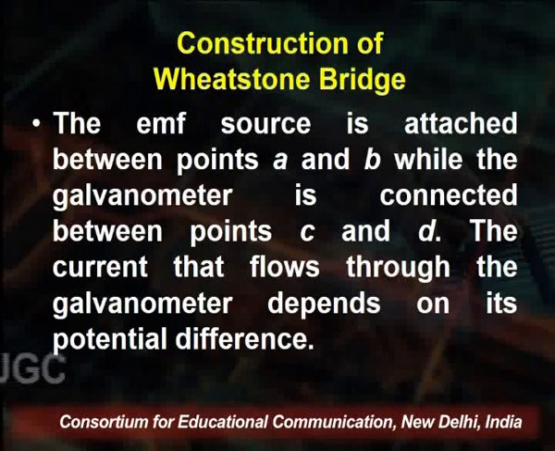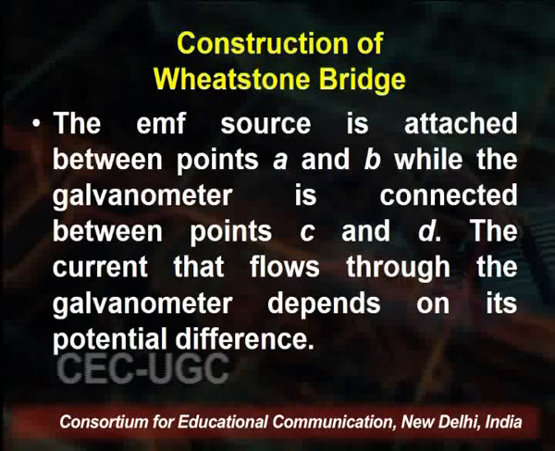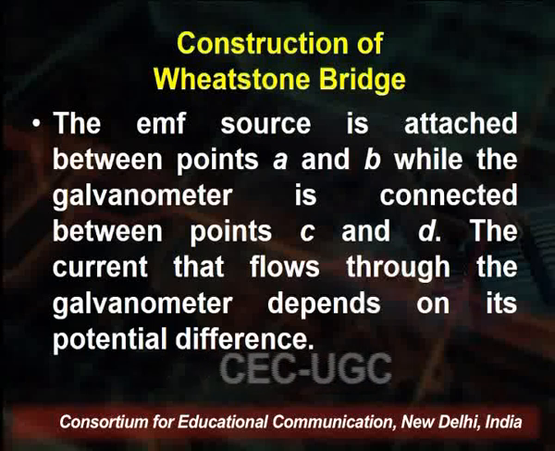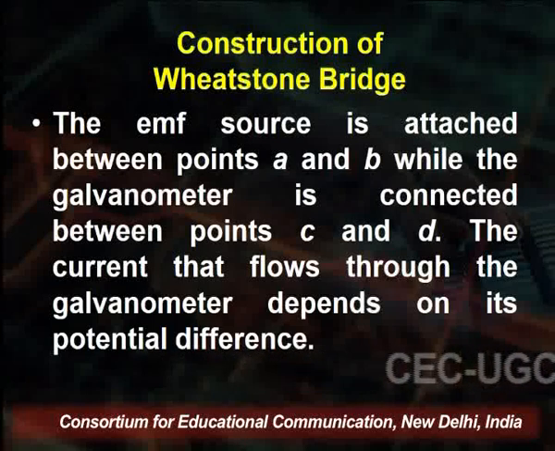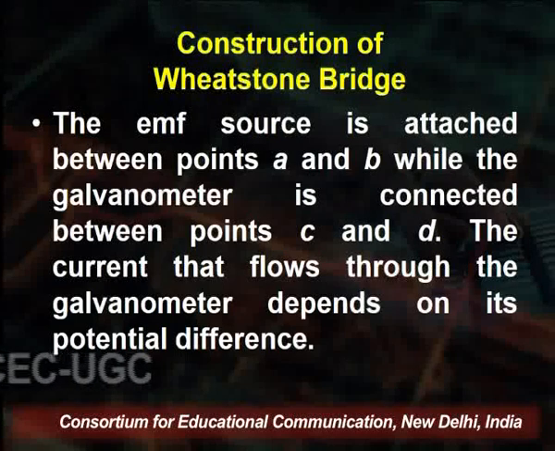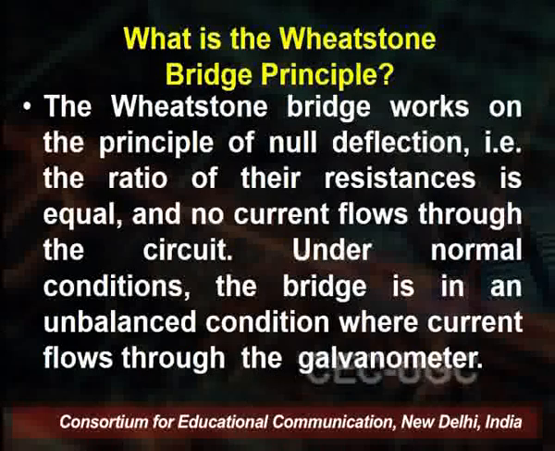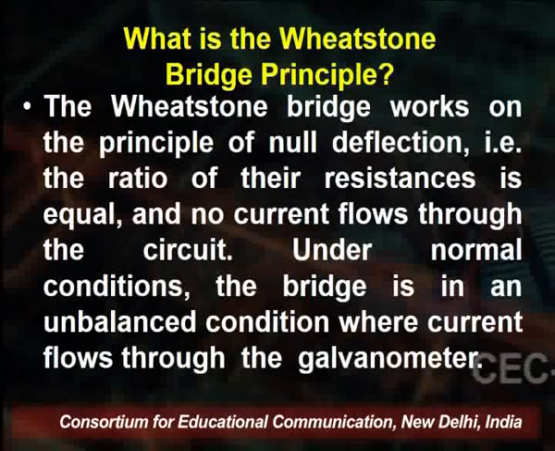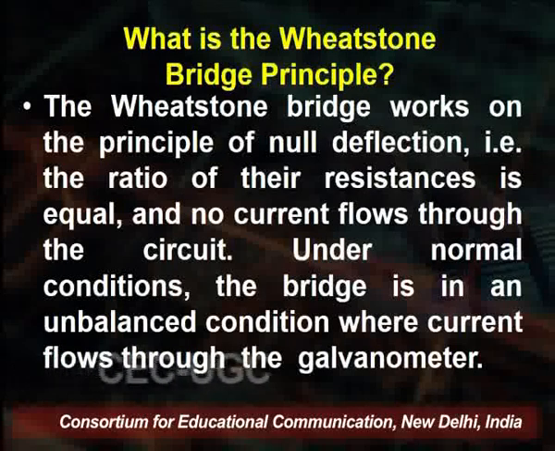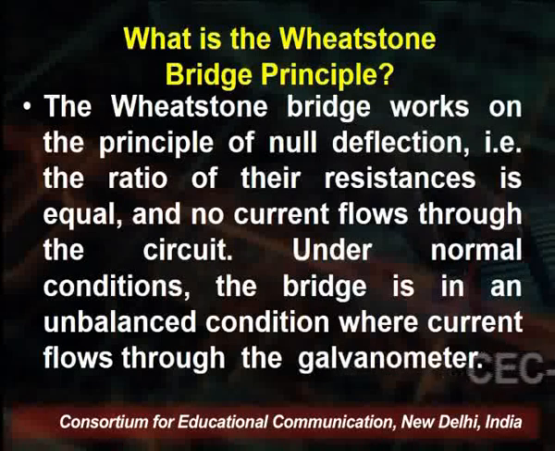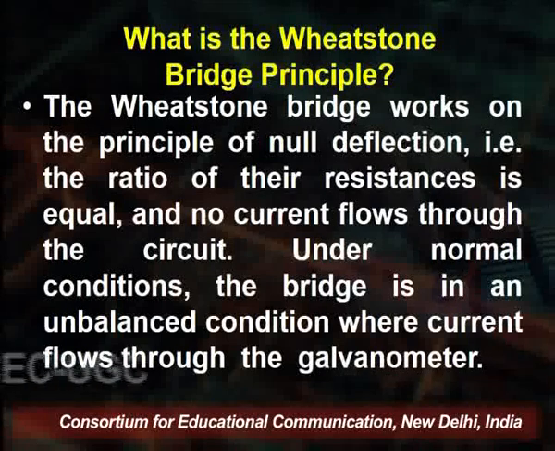The EMF source is attached between the points A and B, while the galvanometer is connected between the points C and D. We will see this in the diagram. The current that flows through the galvanometer depends on the potential difference. Again we see that the Wheatstone bridge works on the principle of null deflection, and the bridge should be balanced.